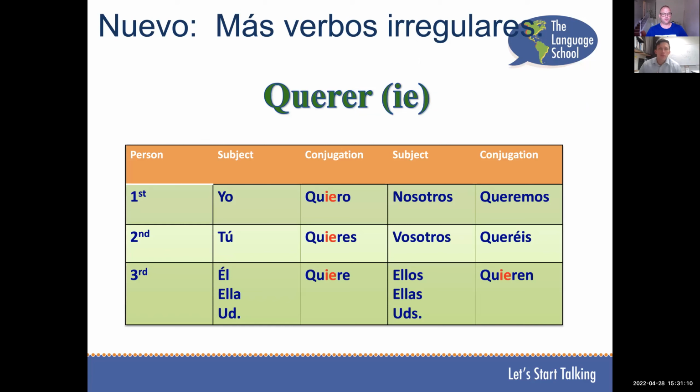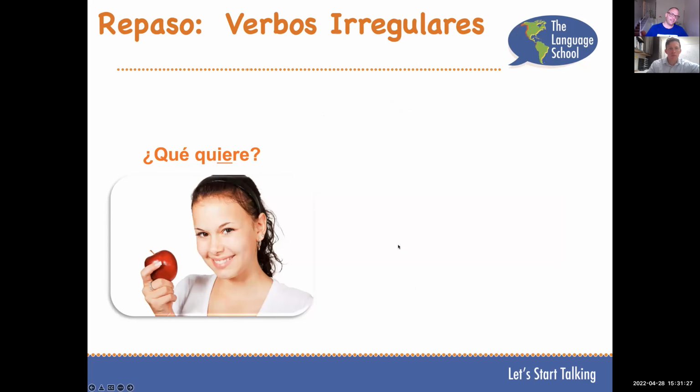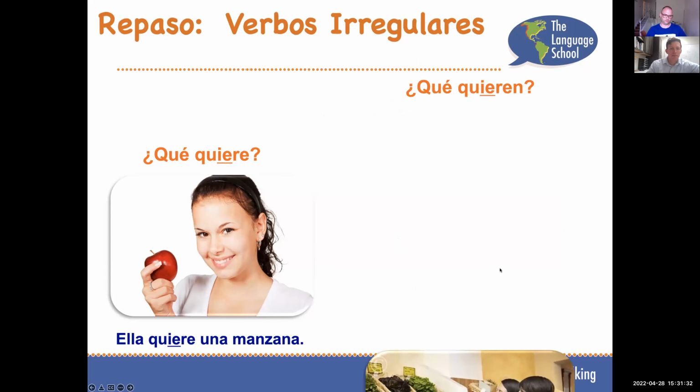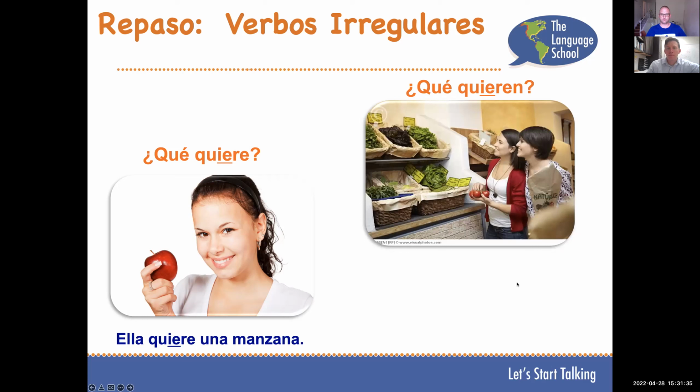Okay, querer. That's just an IE stem changing, but it's a little confusing because you have a UE here. So it's this E that changes. So we've got yo quiero, tú quieres, él quiere, nosotros queremos, ellos quieren. ¿Qué quiere? Quiere la manzana. ¿Qué quieren? Quieren los víveres. Víveres, here we have vegetales, vegetables.